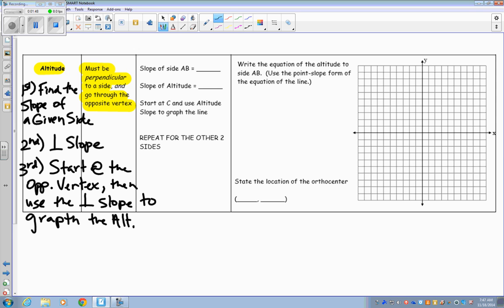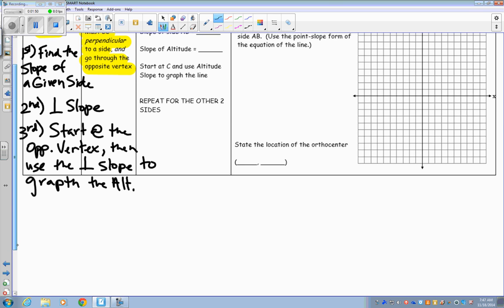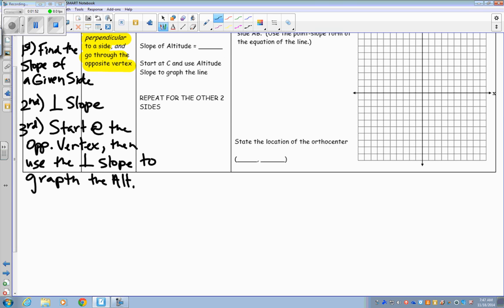All right, so just make sure we understand, because an altitude is a perpendicular segment that goes through the vertex to the opposite side. We have to make sure we use that perpendicular slope starting at that vertex. Then our 4th step is going to be the same as it was for the other. Apologize for that. We're going to put it in point slope form.